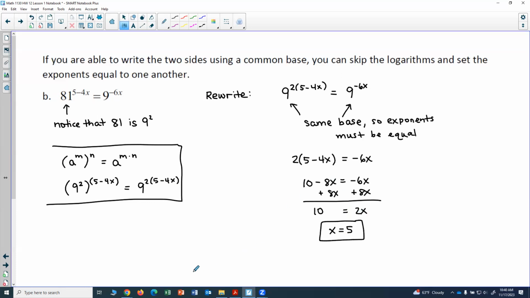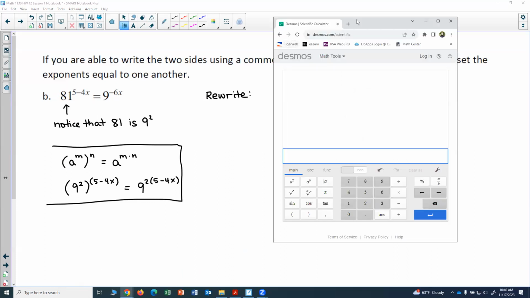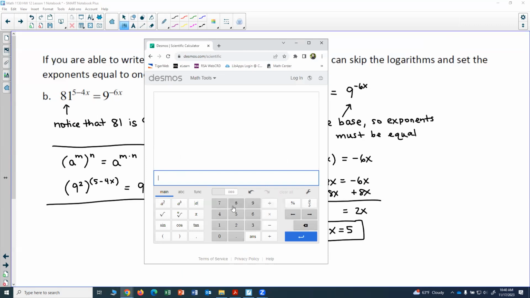And in previous videos, I've been encouraging you to check your answer. So you could pull up your calculator. X is 5. So my original is going to be 81 to the power of, and put parentheses around your exponent, 5 minus 4x, where x is 5. So 5 minus 4 times 5. And on the right side, I have 9 to the power, parentheses, of negative 6x, so negative 6 times 5.